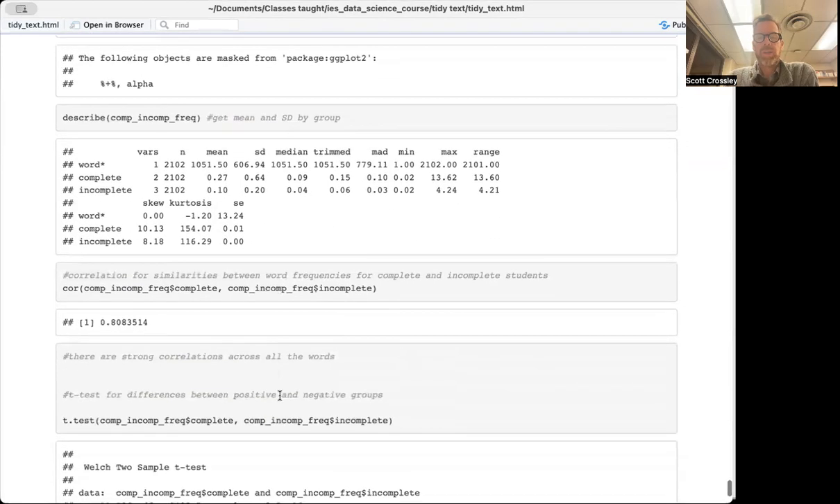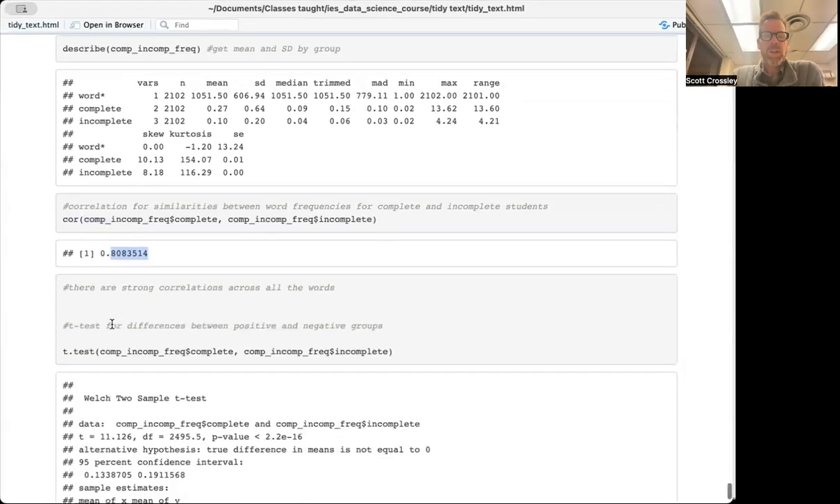First we're going to look at a simple correlation just to understand how similar these frequencies are for these words between these two groups. That function is just called cor, and then we just call in the data frame along with the column name. And you can see the correlation of 0.8. Realistically, frequencies that are being reported between these two groups are pretty similar, right? But even if they're similar, there might be small enough differences to be meaningful.